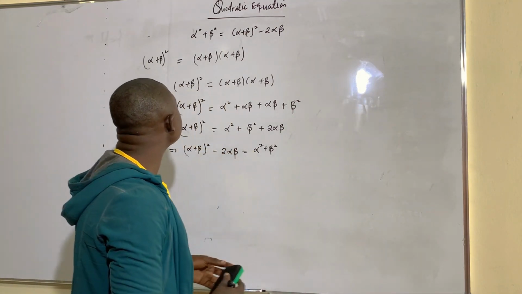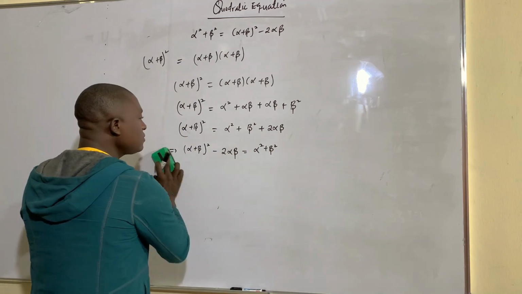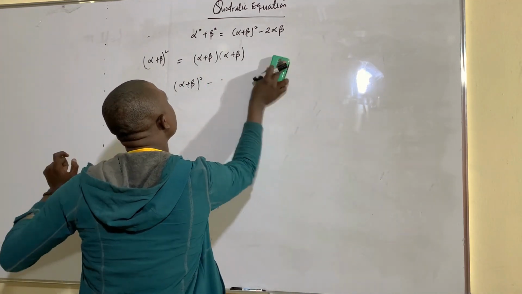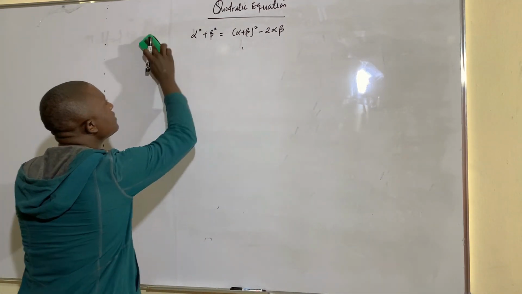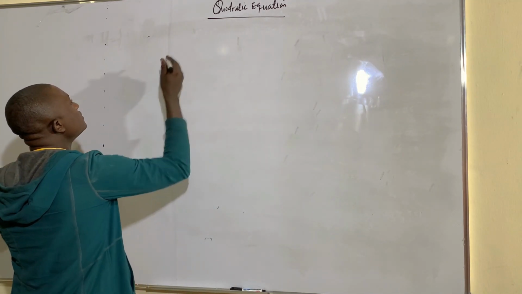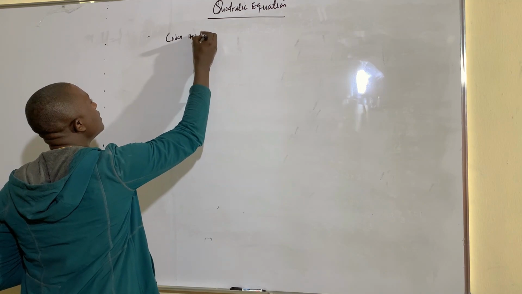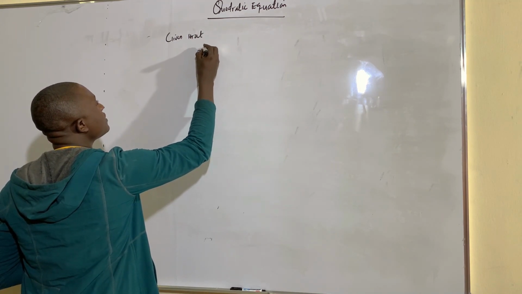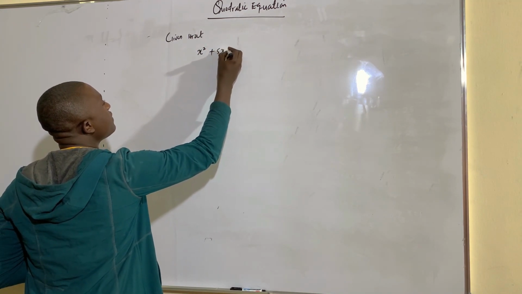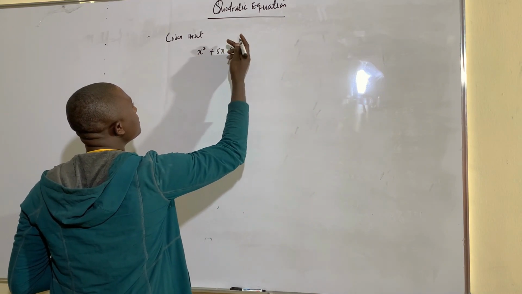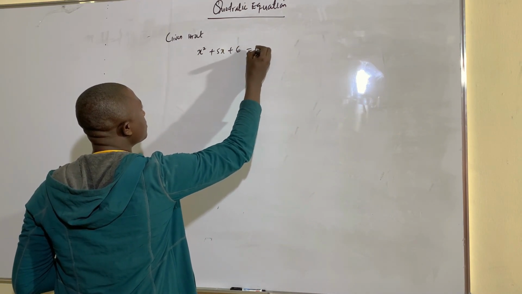Okay, for example, let's say we have a problem like this. It's given that, let's pick an example, x squared plus 5x plus 6 is equal to 0, for example.